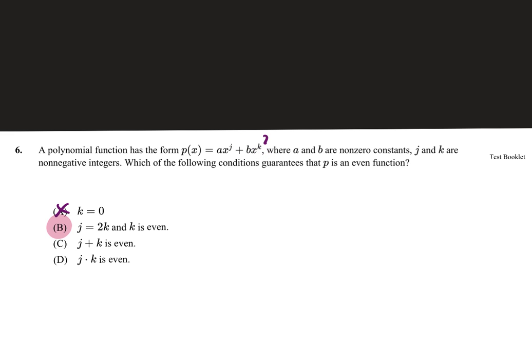If k is an even number and I double it, what happens? No matter what my even number is that starts, if I multiply times 2, what's happening? It's staying even, right? So now I have both exponents that are even. If both exponents are even, this is going to be an even function, right?